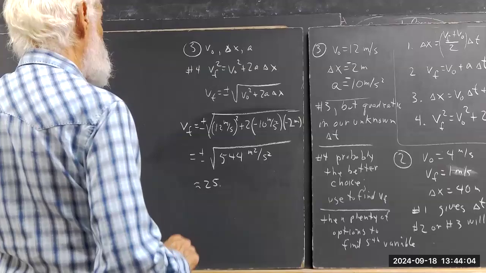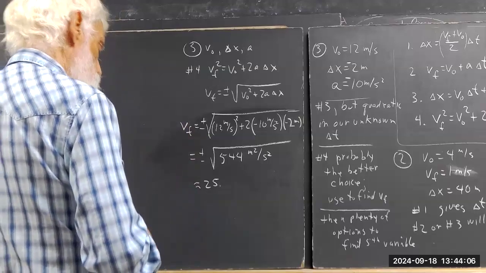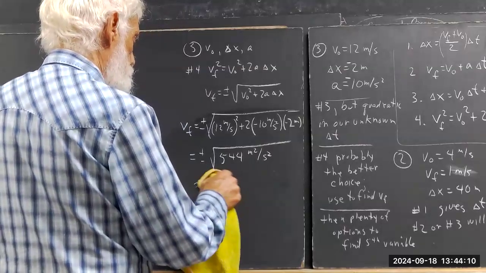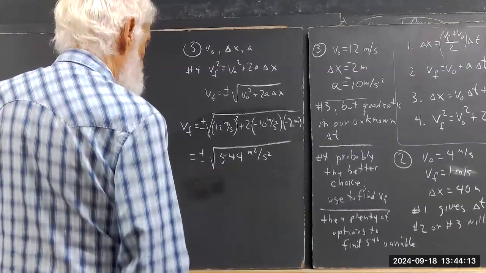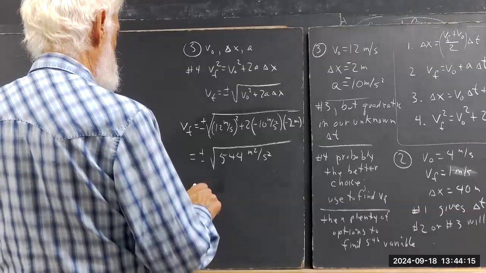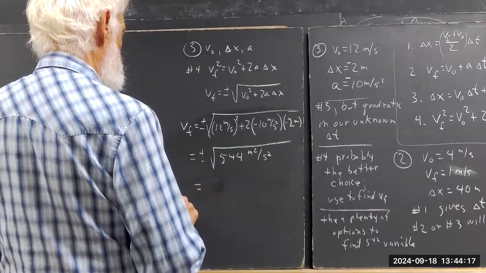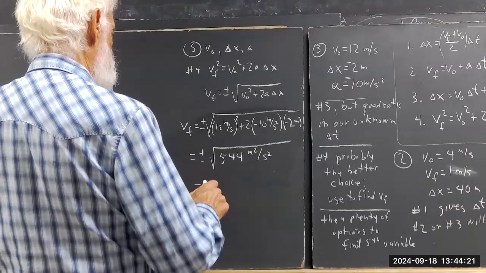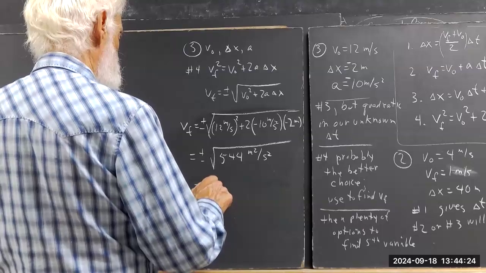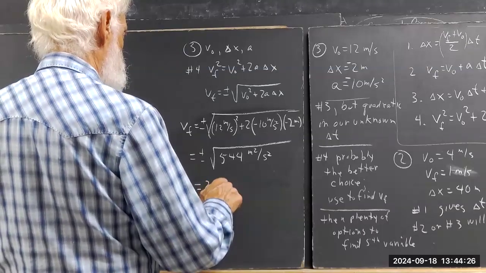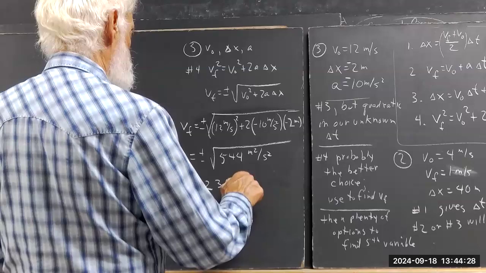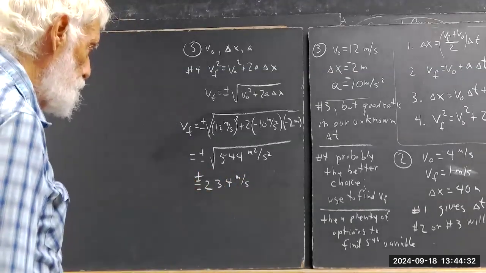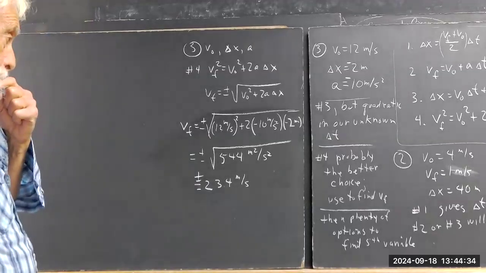Okay, 25 squared is, oh wait, 644. Okay, 23 squared is 529. 24 squared is 576. It's about a 0.4. So I'm going to say plus or minus 23.4 meters per second.